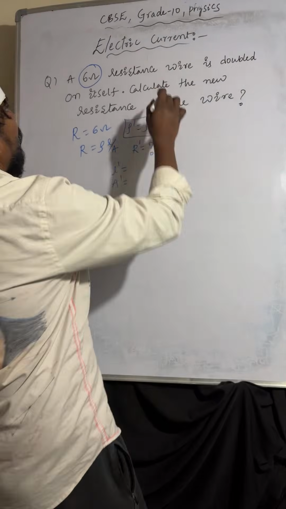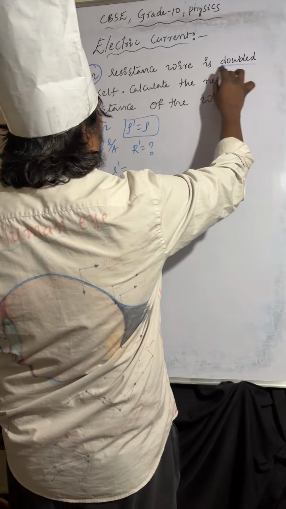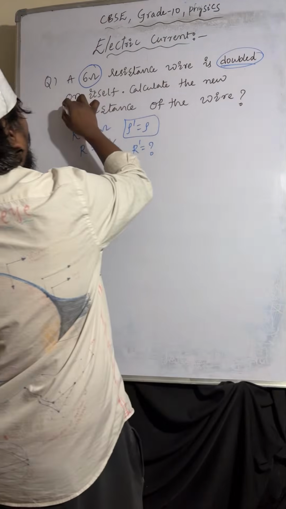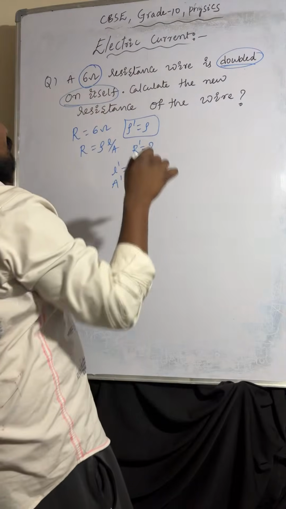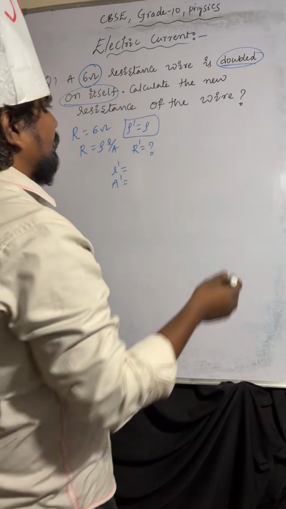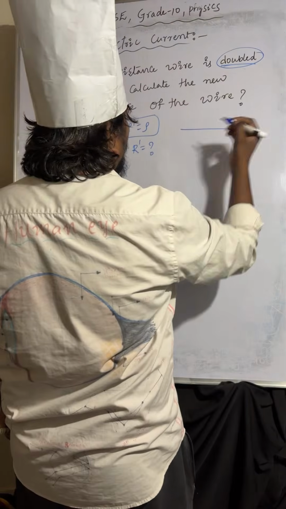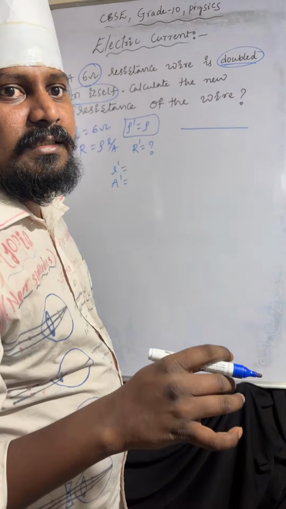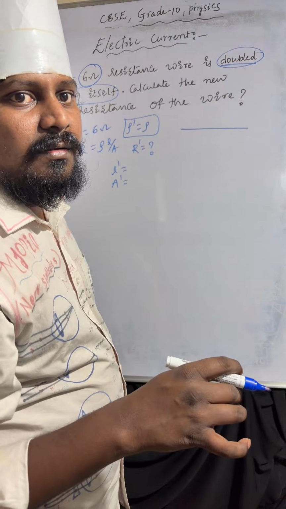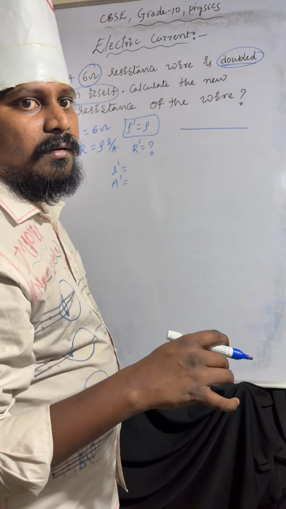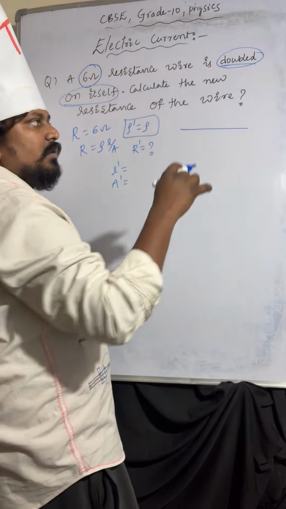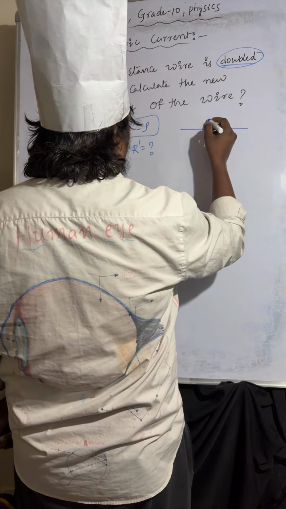Okay, so the resistance wire is doubled on itself. Calculate the new resistance of the wire. So I'm taking this resistance. Initial is, so this is, what is this one?